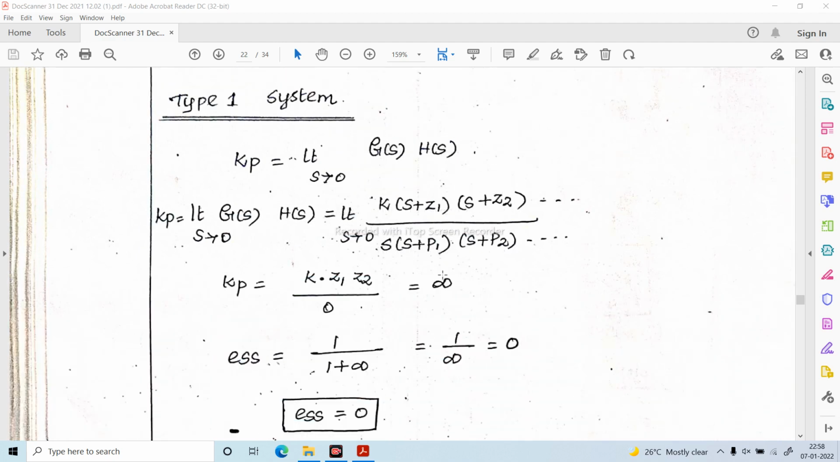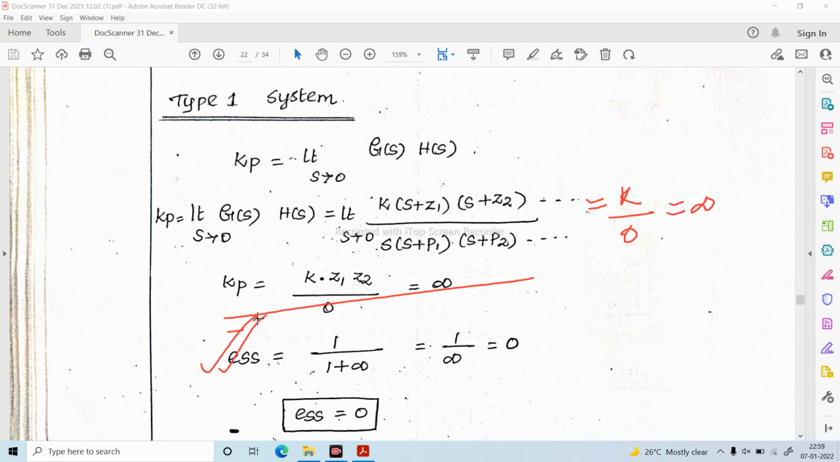And next I am going to explain the type 1 system. For a type 1 system, how we can find out the value? For a type 1, the Kp equal to limit S tends to 0, G of S into H of S. Type 1 means there is a separate power of S in the denominator polynomial. If we put S equal to 0, the value of S also 0. So what about K divided by 0? The K divided by 0, that is equal to infinity. So Kp equal to infinity for this case.